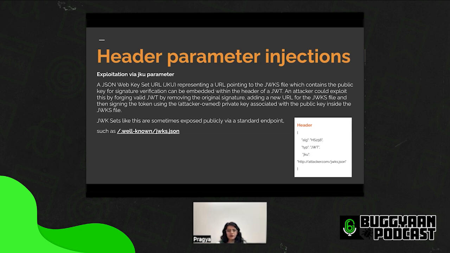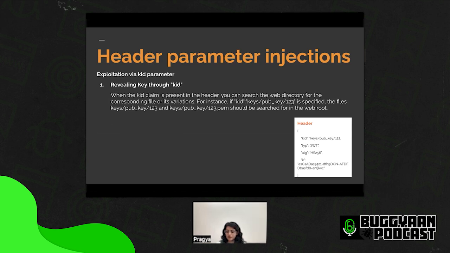Cool. Let's move to the next one. So the next one was the KID parameter. We have covered JWK, we have covered JKU. Now we'll move to KID. KID was an identifier for identifying which key I should use out of a bunch of keys that might be there on the server.